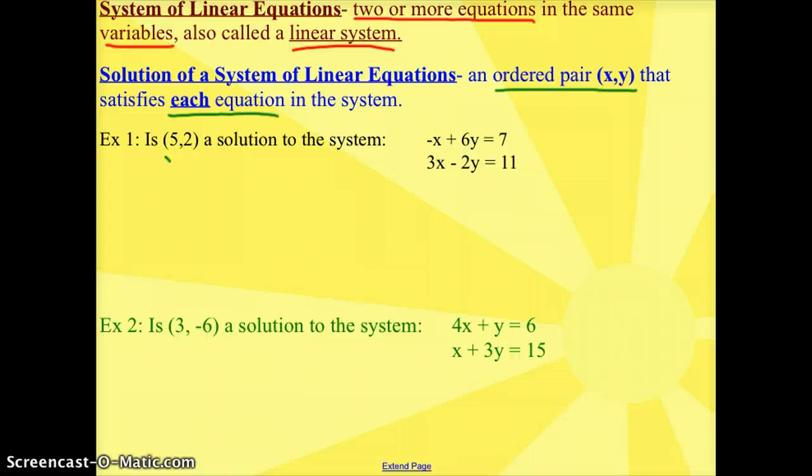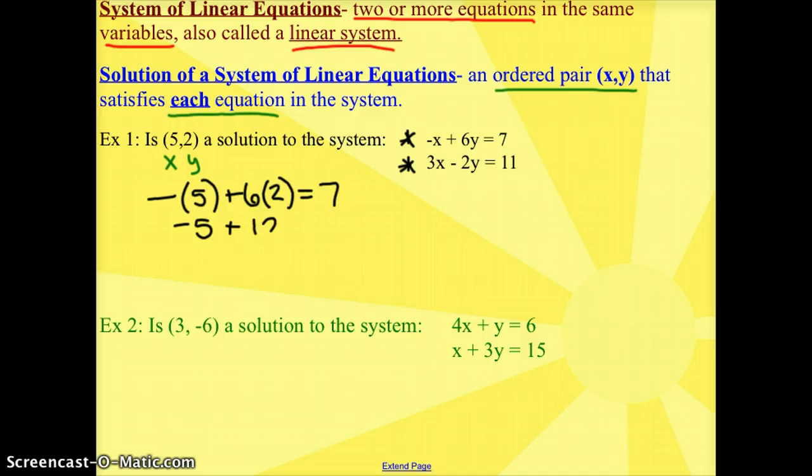For the first example, we have a coordinate 5, 2. I'm going to plug that coordinate into both the first and second equation. In the first equation, I'm going to have negative, where x is, I put 5, plus 6 times y, put 2, equals 7. This gives me negative 5 plus 12, and I get 7 equals 7. So the 5, 2 coordinate is the solution to the first equation.